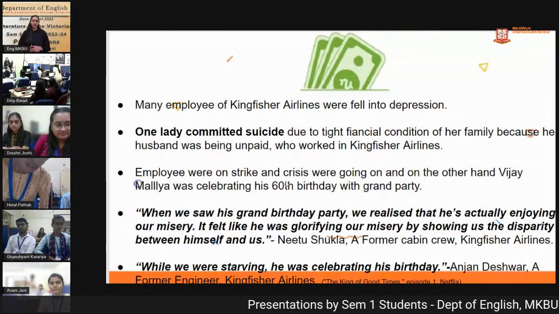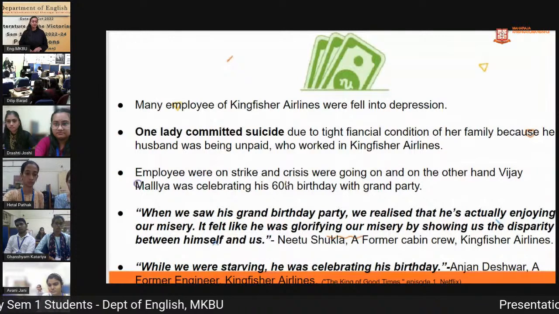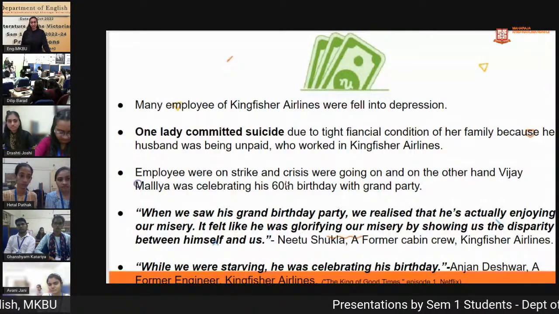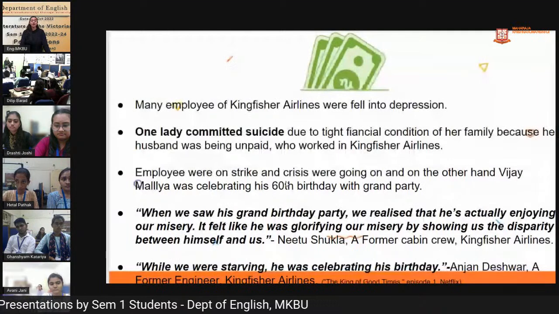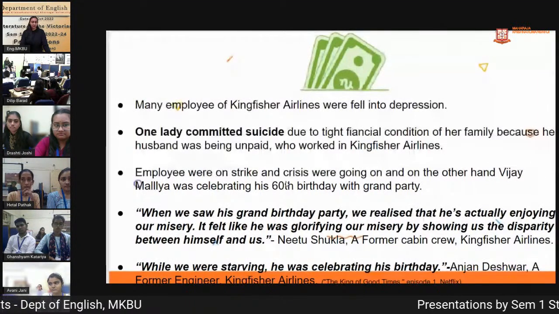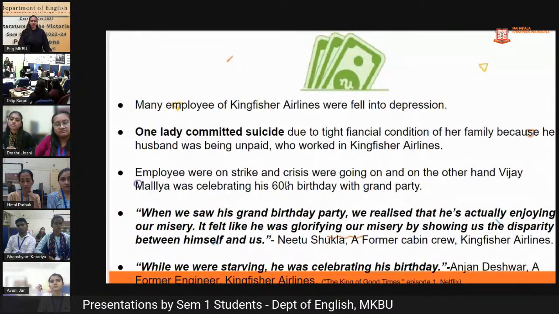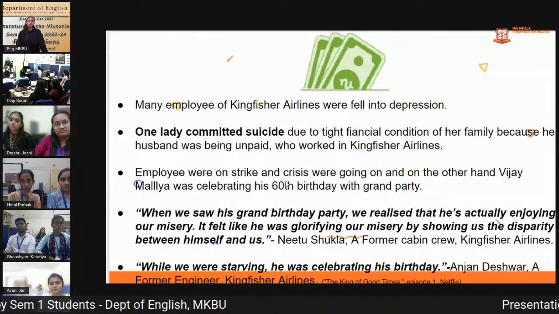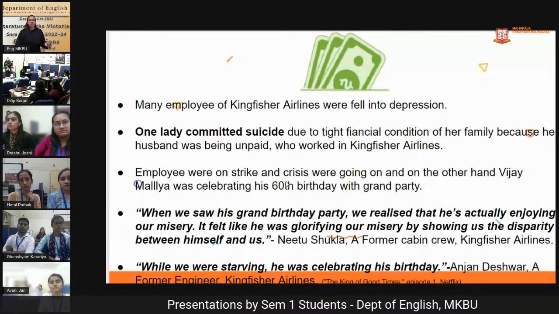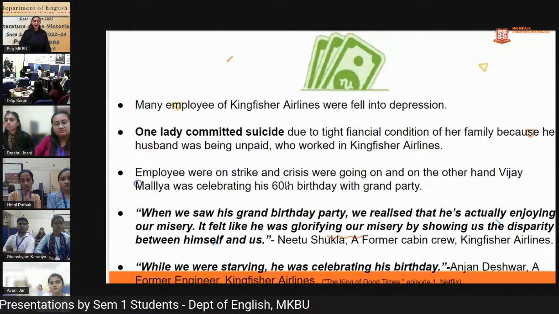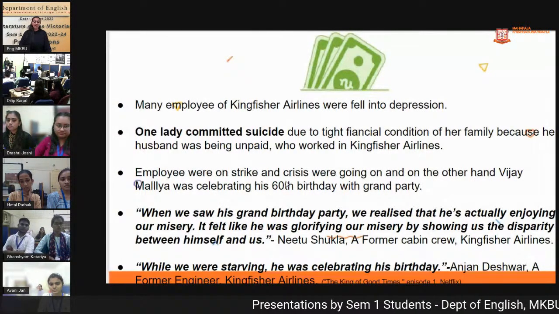Neetu Shukla, a former cabin crew member of Kingfisher Airlines, says in the Netflix documentary that when we saw his grand birthday party, we realized that he was actually enjoying our misery. It felt like he was glorifying our misery by showing us the disparity between himself and us. This is the most heart-touching statement I have ever read. She is saying that when the people of his own company were starving, on the other hand he was celebrating his own birthday party. While we were starving, he was celebrating his birthday party, says Anjan Deshwar, a former engineer at Kingfisher Airlines.